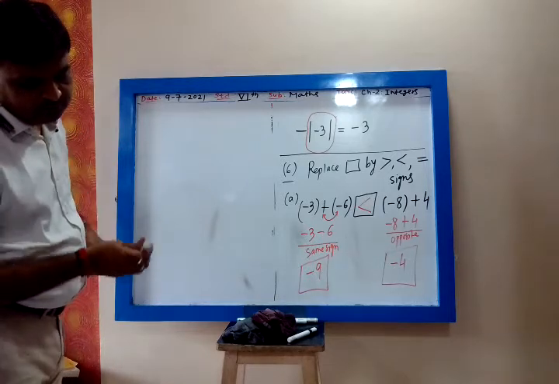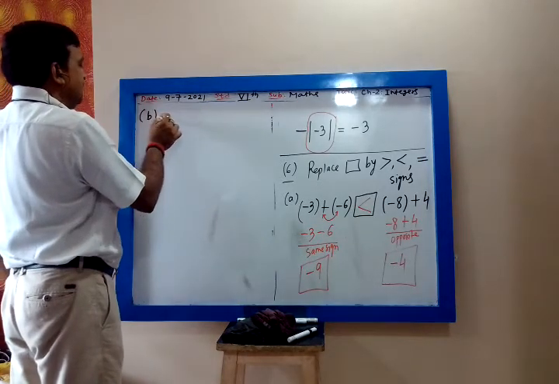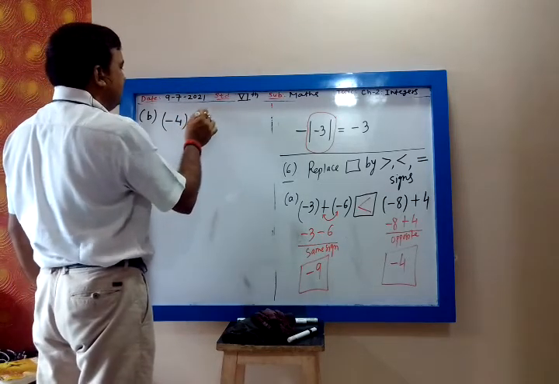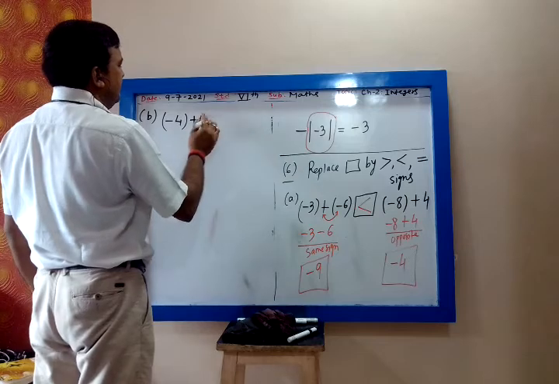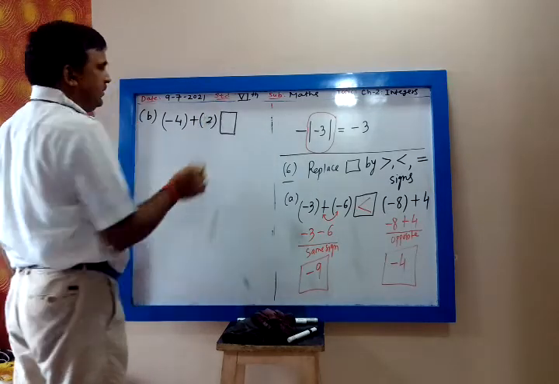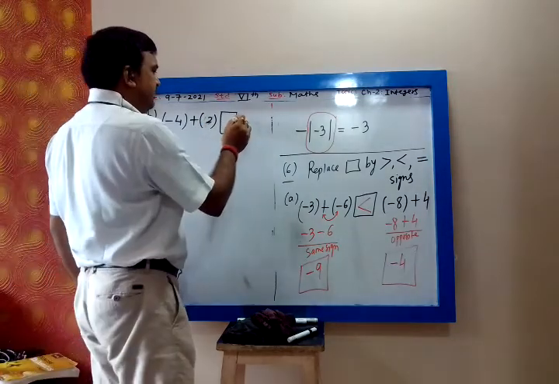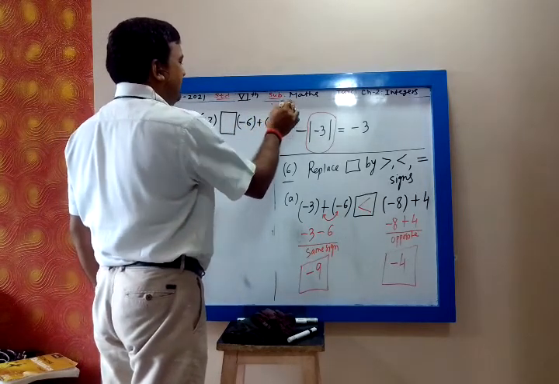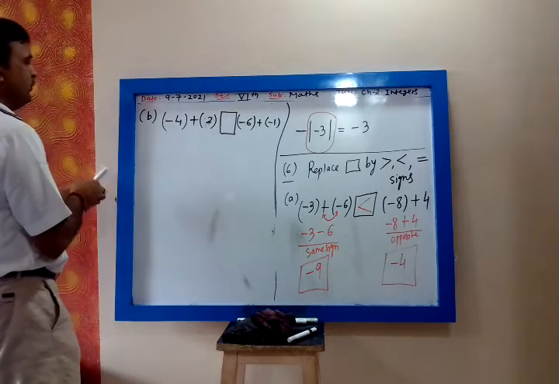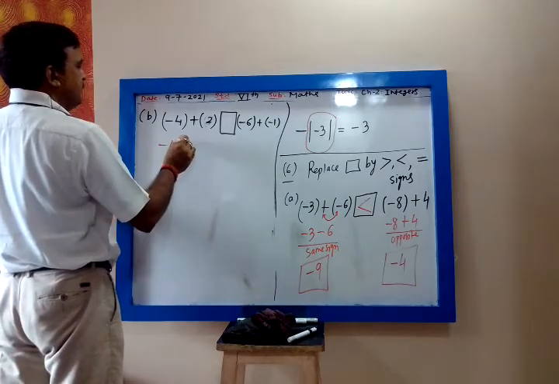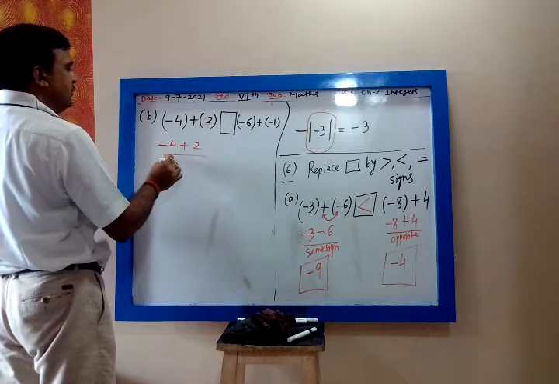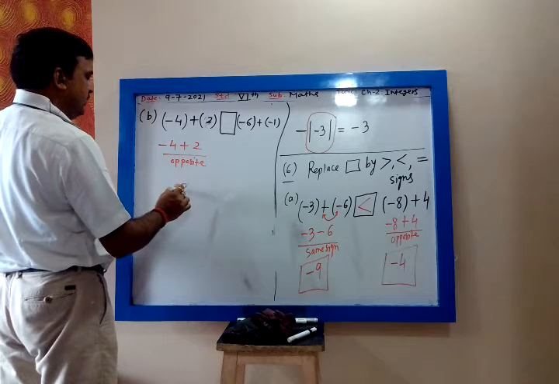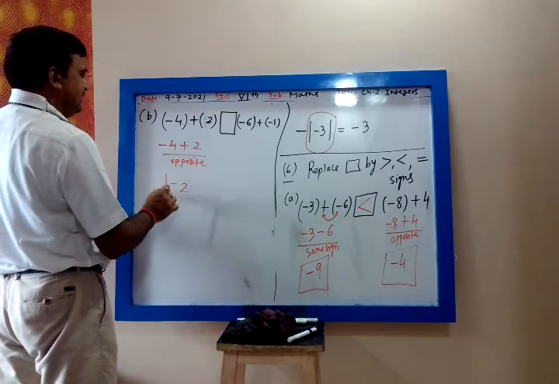Then B part, minus 4 plus 2. Minus 4 plus 2, and minus 6 plus minus 1. Let us see. Minus 4, then plus 2. They have same sign or opposite sign? Opposite sign. Whenever they have opposite sign, you have to subtract. 4 minus 2 is 2. Which number is bigger? 4. Sign of that is minus. So answer is minus 2.